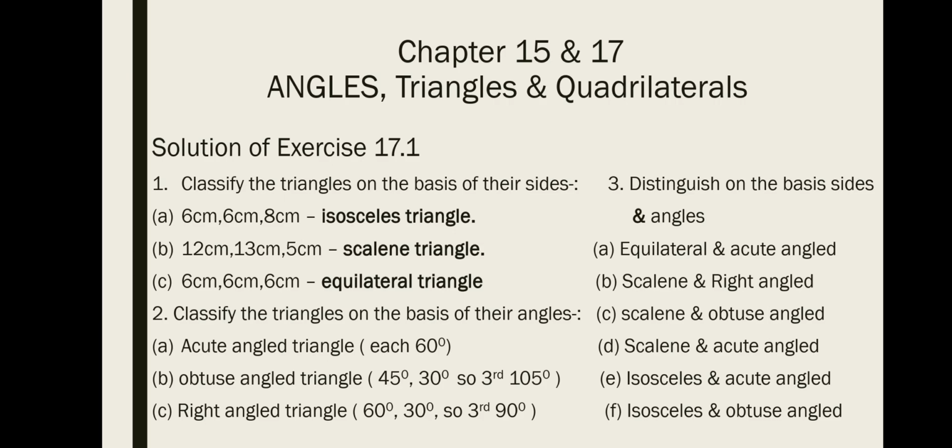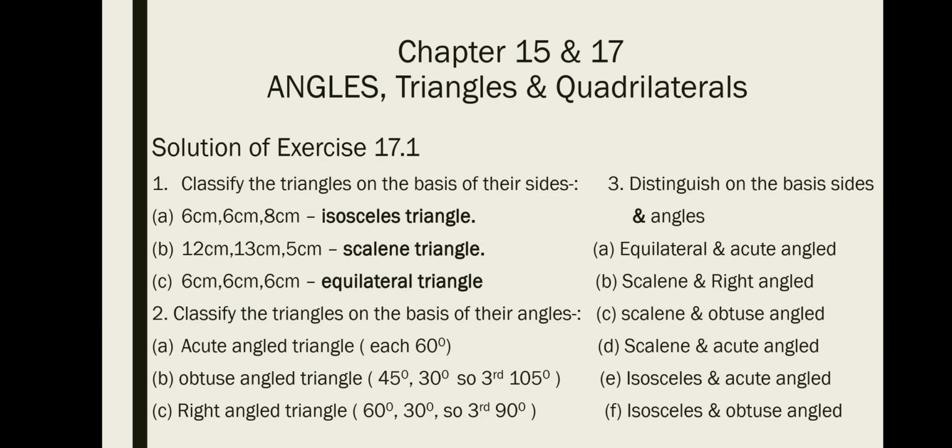Now solution of exercise 17.1. Classify the triangles on the basis of their sides. The sides are given in the book, they have given the diagrams of the triangles. So I have written only the sides, 6 centimeter, 6 centimeter, 8 centimeter. Since two sides are equal, it is an isosceles triangle. Then question B, 12, 13 and 5 all are unequal. So it is a scalene triangle. 6, 6, 6 all are equal, so equilateral triangle. So when three sides are equal, it is an equilateral triangle.